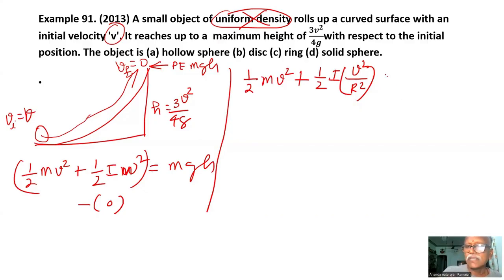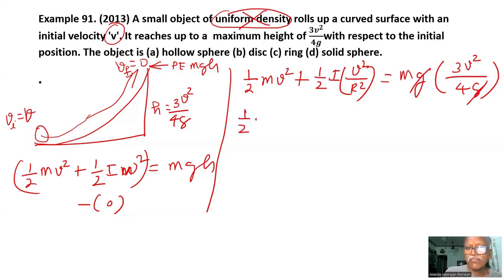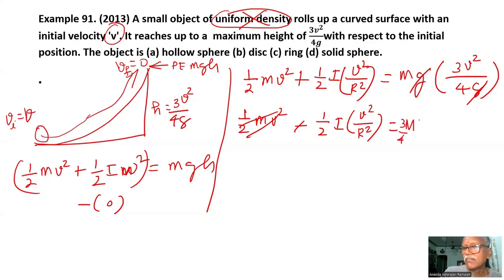This mgh equal to what? 3v square divided by 4g. That is also given. g getting cancelled. Therefore, let us bring this there and keep I on one side: I v square divided by r square equals m times 3 by 4 v square minus 1 by 2 m v square.